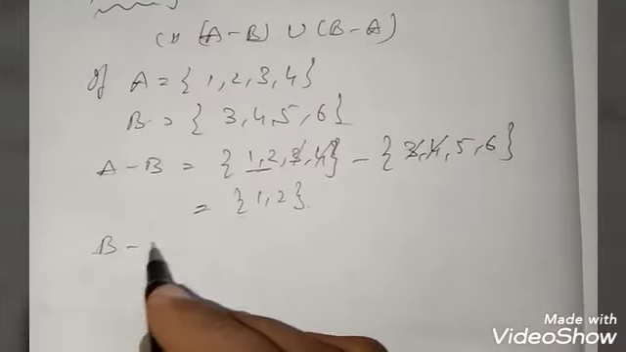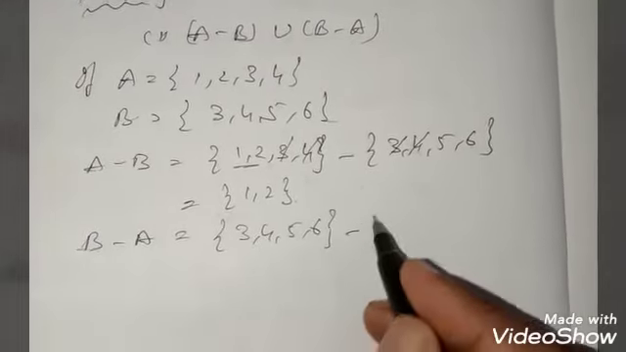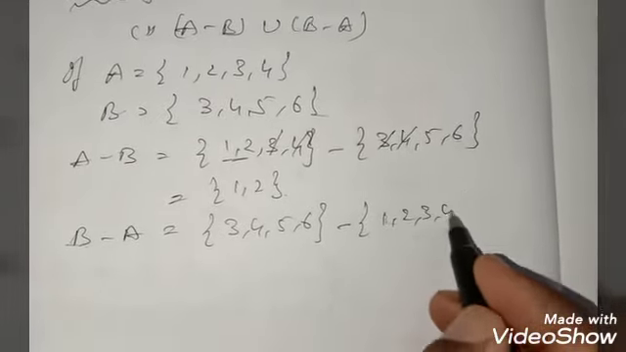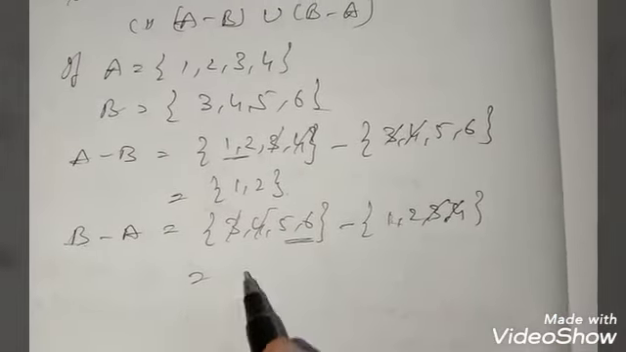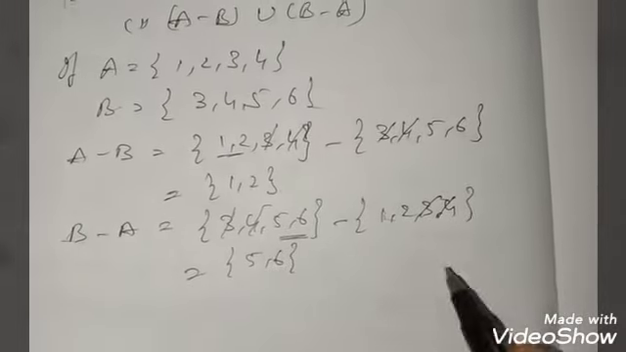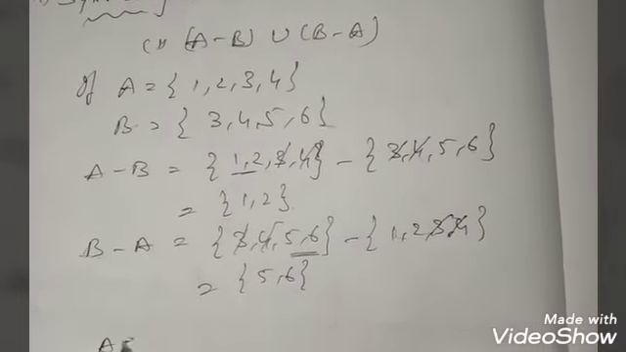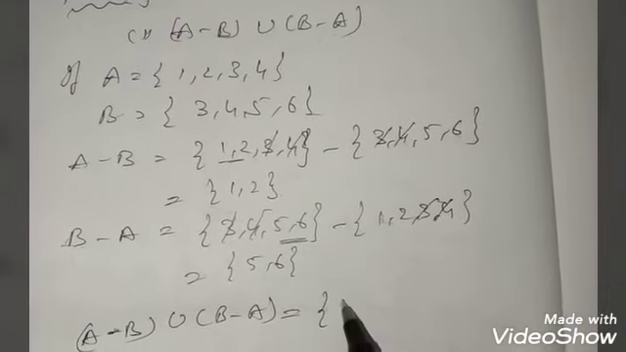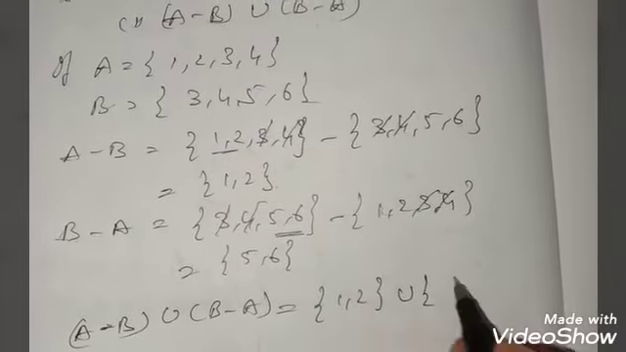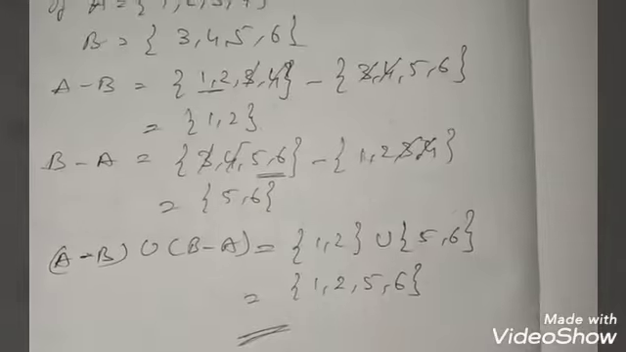And next you find what is B minus A. So B is nothing but {3, 4, 5, 6} minus A value {1, 2, 3, 4}. Now cancel your common terms. So 3, 4 is common. Now whatever the elements left in the first set will be the answer, that is {5, 6}. Now as per the formula of the symmetric difference, A minus B union B minus A is nothing but A minus B value {1, 2} union B minus A value {5, 6}. Now if I combine these values, you will get here {1, 2, 5, 6}. So like this we are finding your answer.